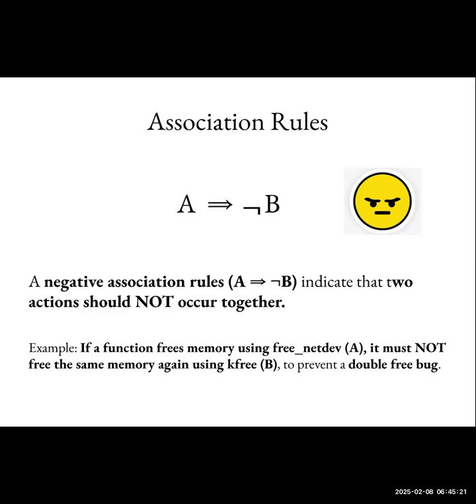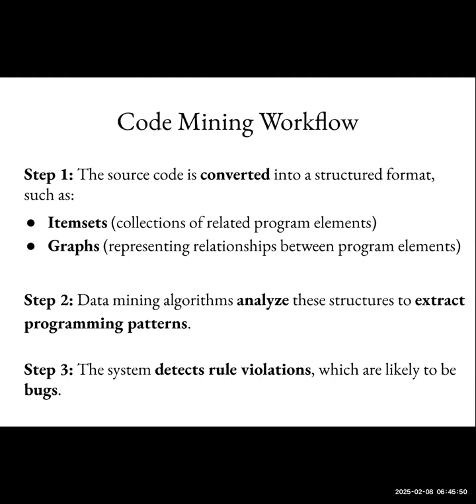For example, if a function frees a memory using free_netdev, it must not free the same memory again using kfree, to prevent a double free bug. And a double free bug, as we know, results in a lot of crashes and it can be a vulnerability to the system. So negative association rule mining is quite important but often overlooked in the literature, and that's why this paper delves deeper into that.